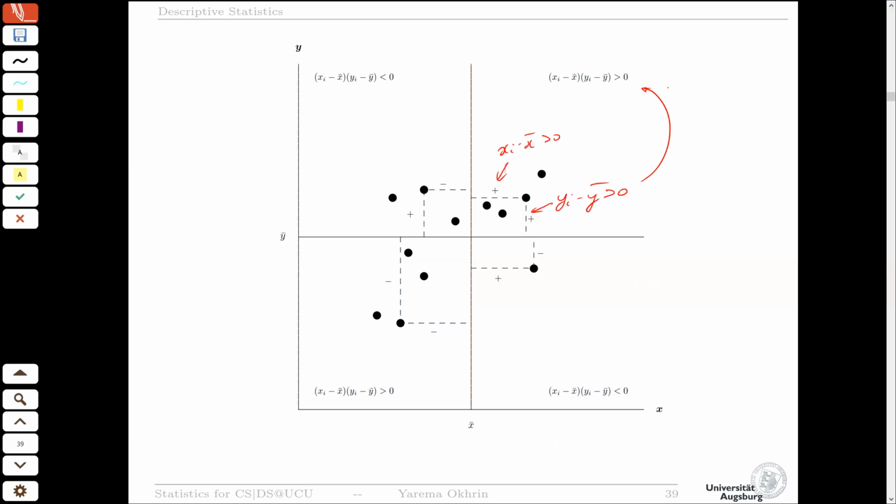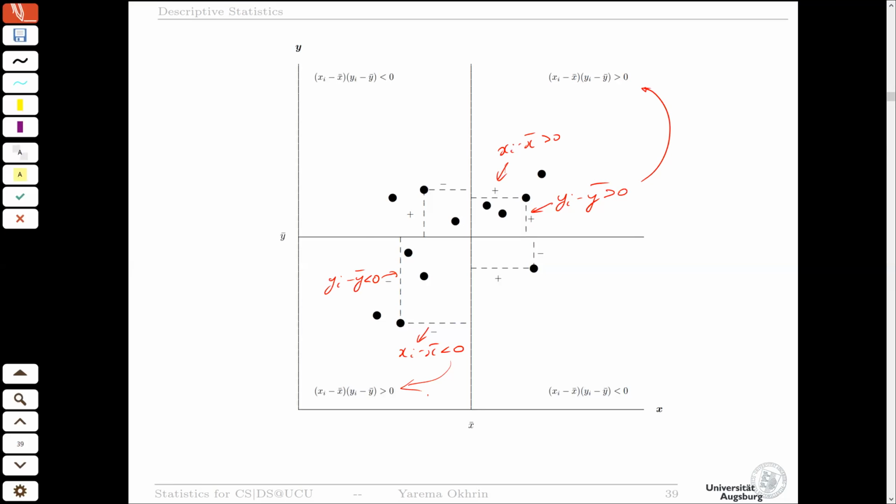But this point is the other way around. y_i minus y bar is negative because it lies below the mean. x_i minus x bar is also negative because it lies to the left of the vertical line. It means that two things are negative, but the product is still positive, because we multiply two negatives. Now here, one thing is negative and one positive, meaning the product is negative, and here it's the same, the other way around: for x it is negative, for y it is positive, so the product is negative.